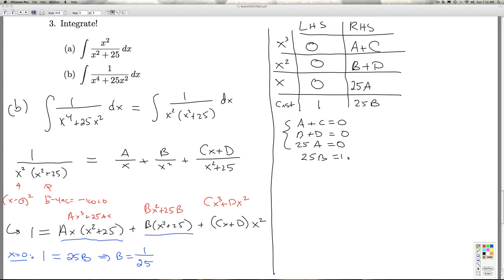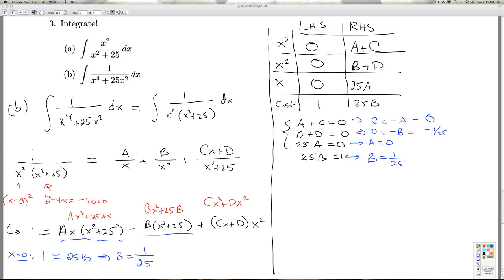Now this equation here is actually the same equation I had down here. This gives me b is 1/25. This equation gives me a is 0. I can plug this back into the first equation. This says that c is minus a, so that's got to be 0. And I can plug b into this equation. D is minus b, so that's got to be minus 1/25.